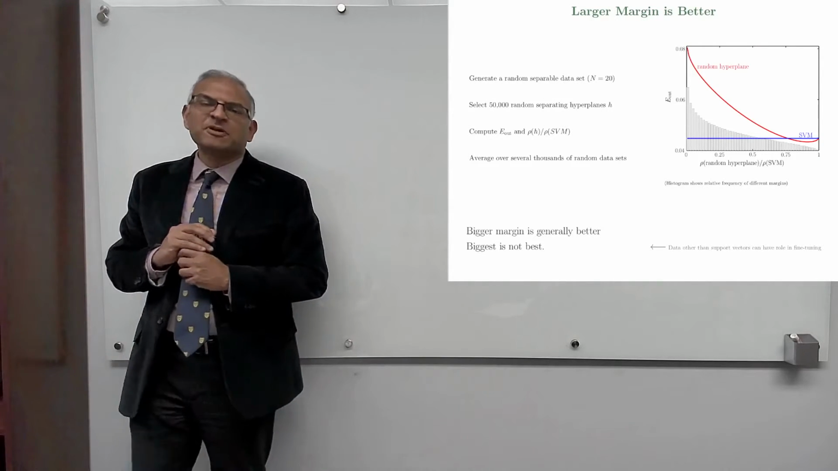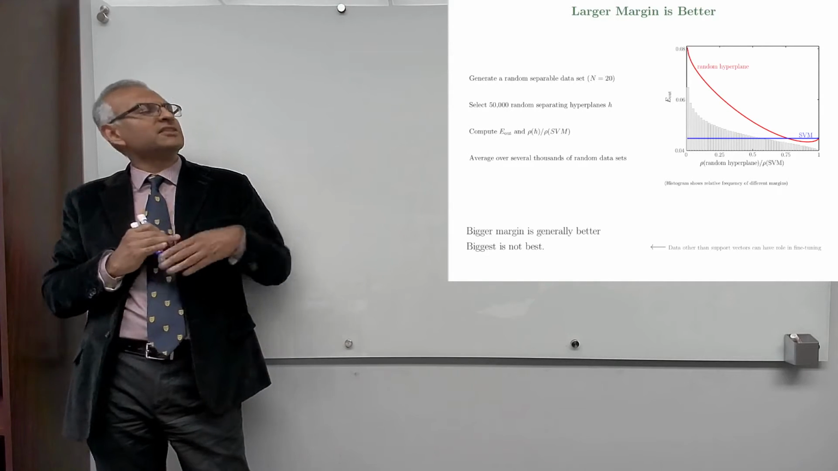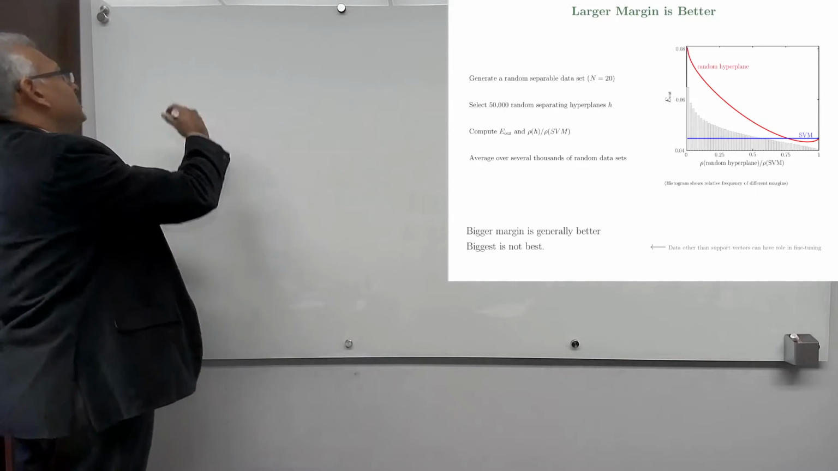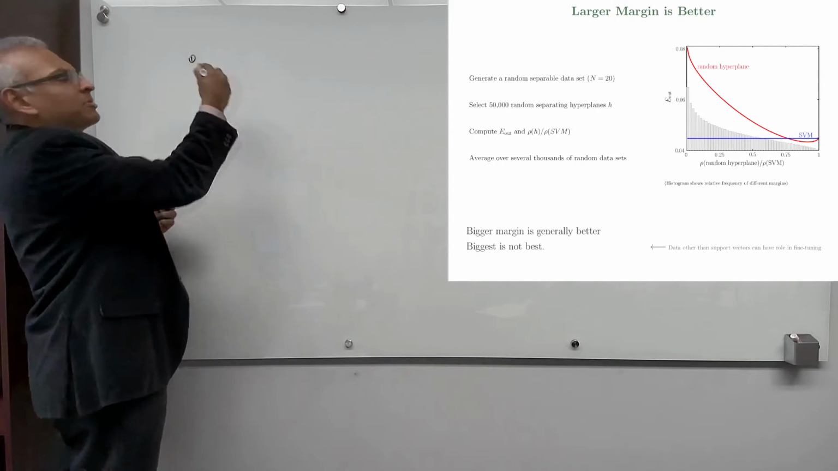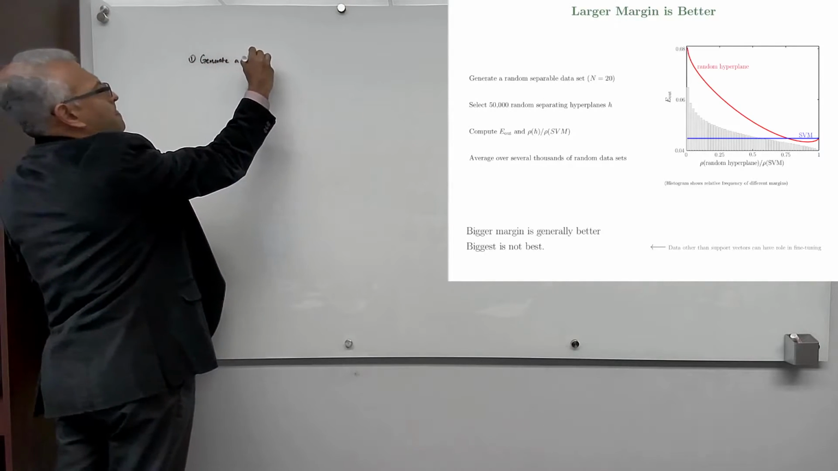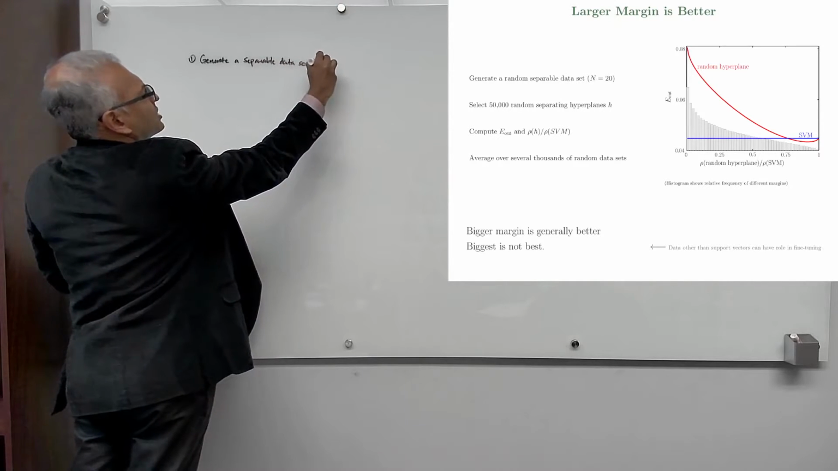Let's start with some experimental evidence that suggests the fat hyperplane is better than the thin hyperplane. The result of an experiment is shown on the right. Let me briefly describe the experiment. Here's the idea. Generate a separable data set. We used n equals 20.